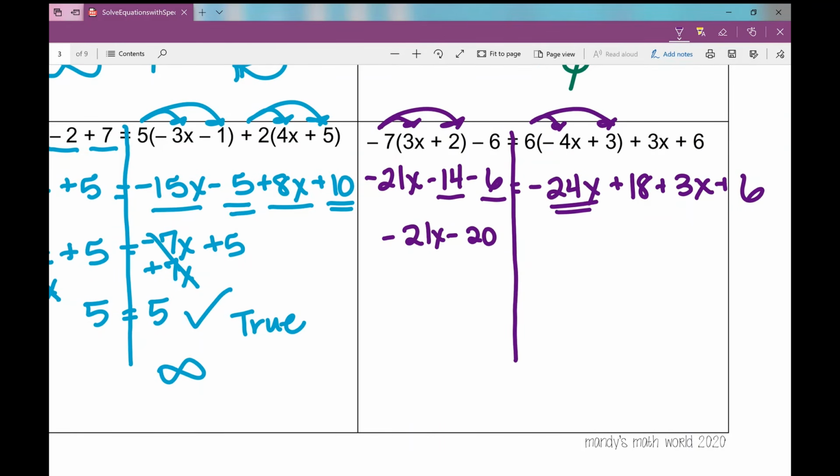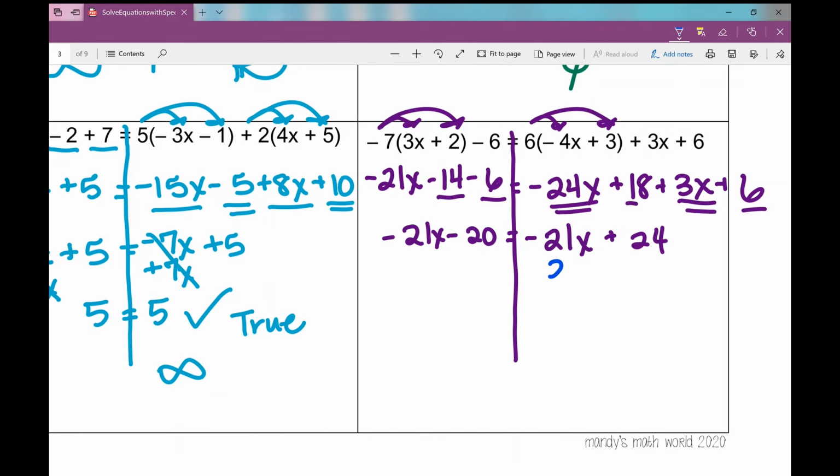Okay, so now we're going to combine like terms, negative 24x plus 3x. So when I combine those different signs, subtract, we're going to get negative 21x. And then I've got 18 plus 6. And what is that? It's 24. So you may notice that you have the same coefficient with the variable on both sides, but you don't have the same constant. So let's continue and take it a step further.